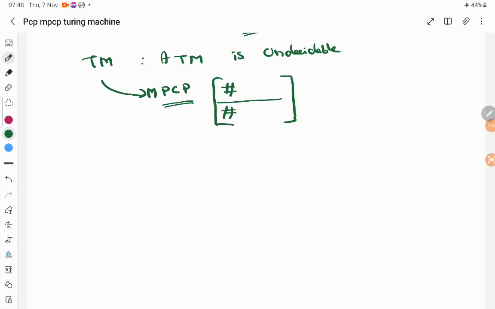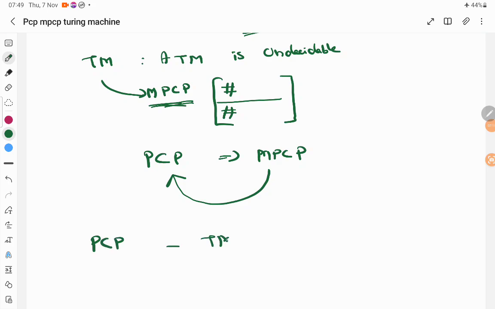So we can convert a Turing machine problem to a modified version of PCP, and we can prove that if you are able to simulate a Turing machine as a PCP problem, then PCP is also undecidable. And since it is a modified version of PCP, how are we going to relate PCP to MPCP? We have a conversion procedure to say that MPCP can be converted to PCP again. There is a rule or a way to convert all MPCP to PCP. That is how the relationship exists between PCP, the Turing machine, and MPCP, the modified version of PCP.